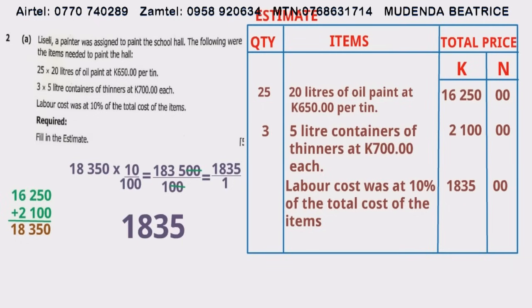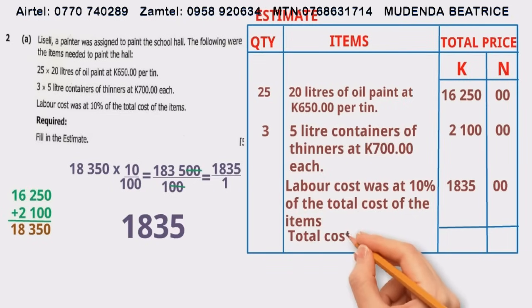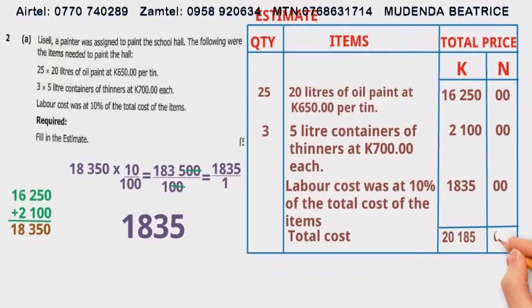Okay, now after we have put the cost of items and labor, we can now find the sum of these. So when you add 16,250 kwacha plus 2,100 plus 1,835, it will give us 20,185 kwacha. Now, for the school hall to be fully painted, the school should budget at least 20,185 kwacha, for them to do the entire job and to leave the school hall painted. The labor, the paint, and the thinners will be in that 20,185 kwacha.